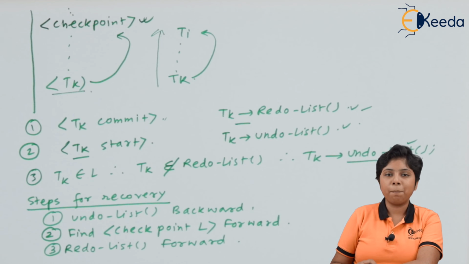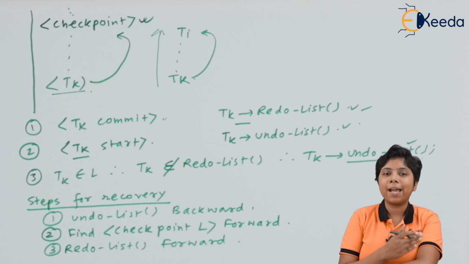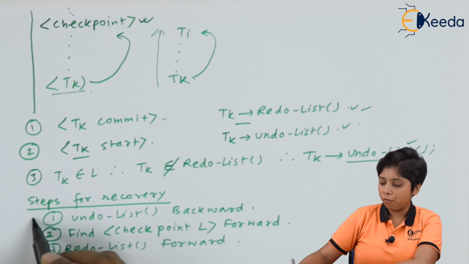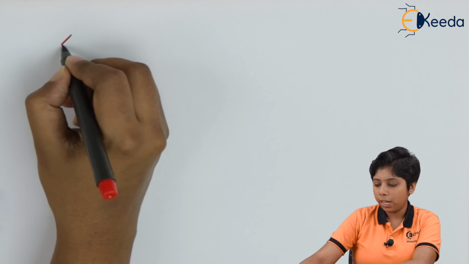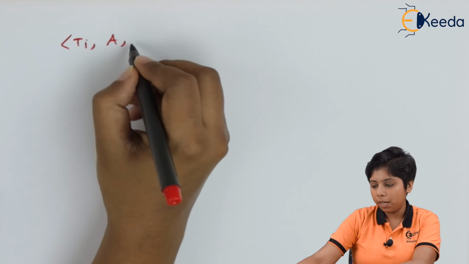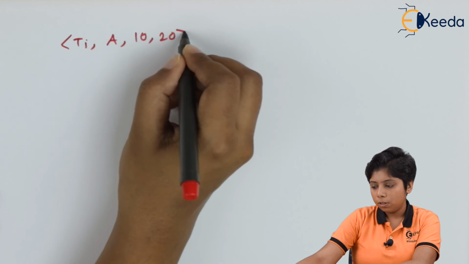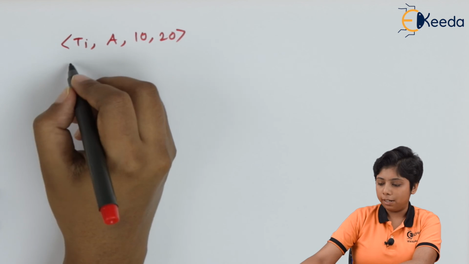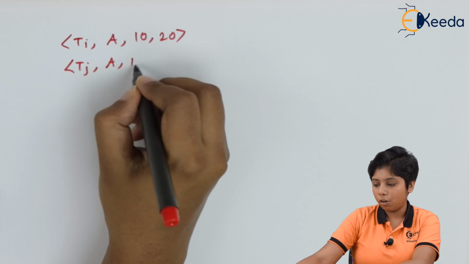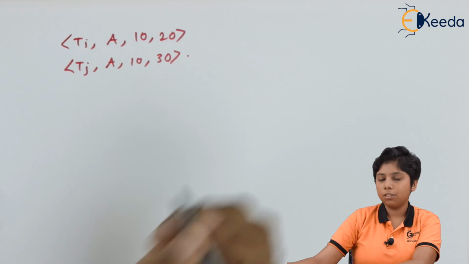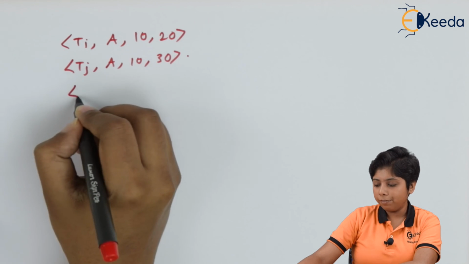Now with the help of an example, we will see why it is absolutely important to first perform the undo and then the redo from the checkpoints. Suppose we have a log with records of Ti and Tj executing concurrently. From the last checkpoint, Ti changes item A from 10 to 20. Another transaction Tj changes A from 10 to 30. After that we have Ti commit.